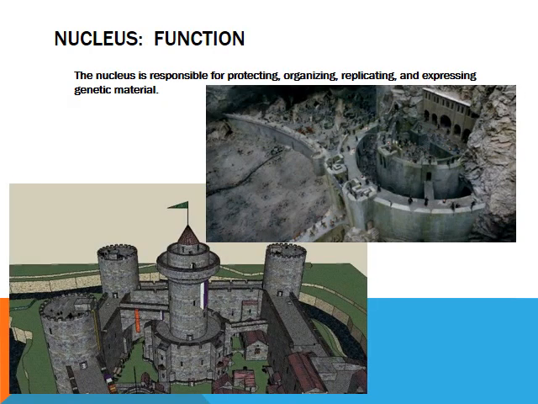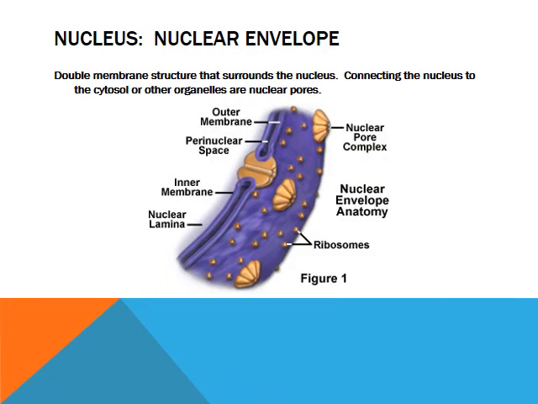The nucleus's job is to protect, organize, replicate, and express the genetic material. I went with Helm's Deep because it has an outer wall and an inner wall. And that's the key for the nucleus. The nuclear envelope completely surrounds the nucleus. And that makes it hard to get in and out. You need to be able to get through this.